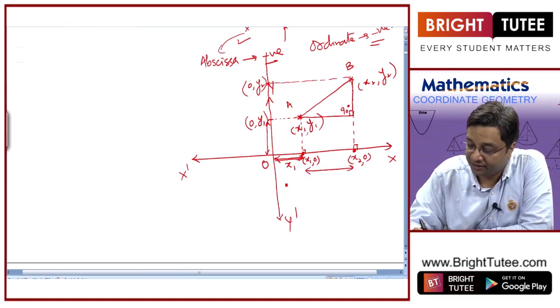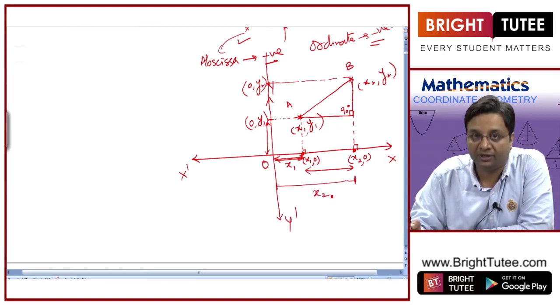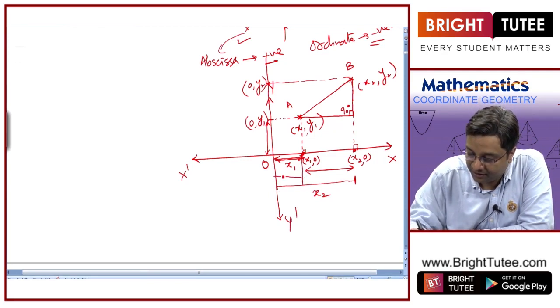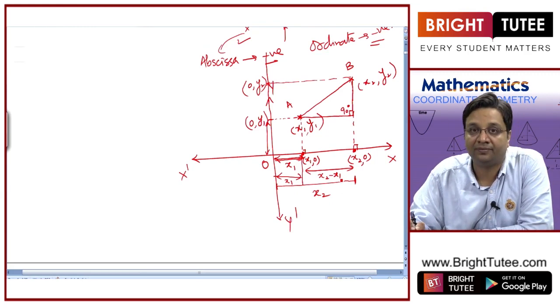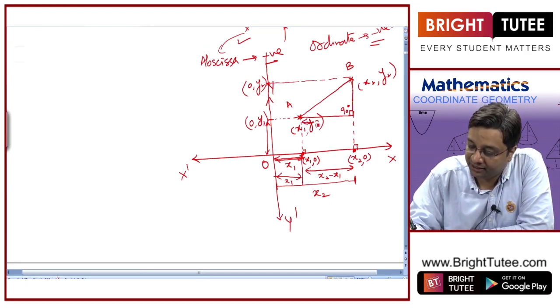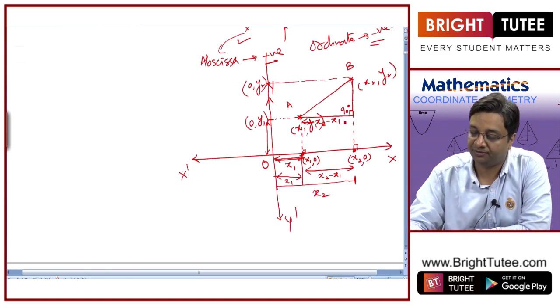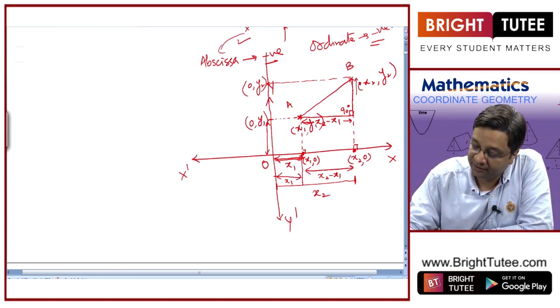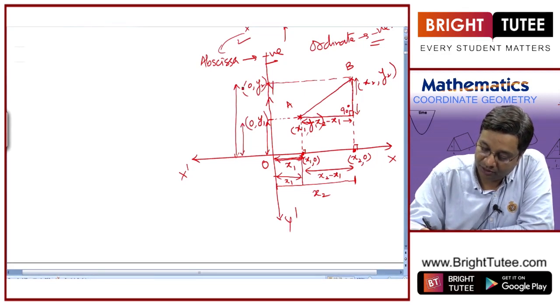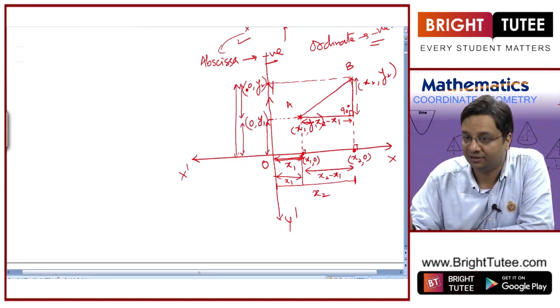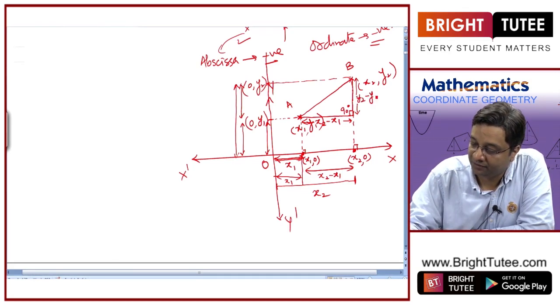This distance is nothing but, let's say this distance is x2, right, and this much distance is x1, right? If I subtract x1 from x2, I'll get this distance. So this is x2 minus x1, right? So I can say that this side of the triangle is x2 minus x1, right? So what will be this side? This distance is y2, right, and this distance is y1. So this will obviously be the difference of these distances. So this distance is y2 minus y1.